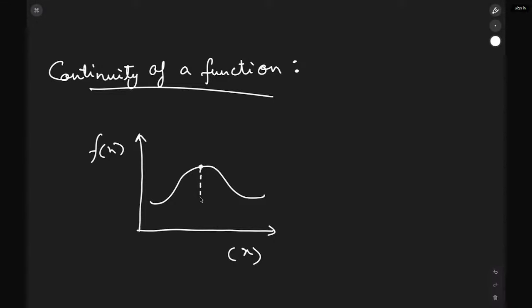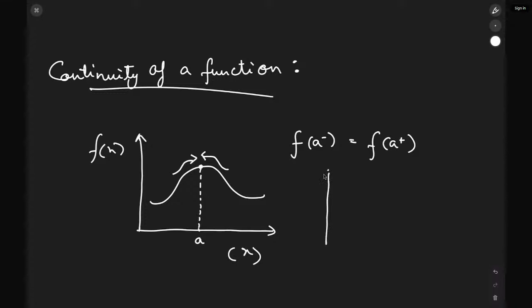So if you take this point, let's say that this point is A. If you try to approach this point from the left hand side, and if you try to approach this point from the right hand side, you must come at the same point. So in order to write this, if we are moving from the left hand side, we will say that we are approaching A negative, and A positive. If these both are equal, then we will say that the graph is continuous. It is not having any break in it.